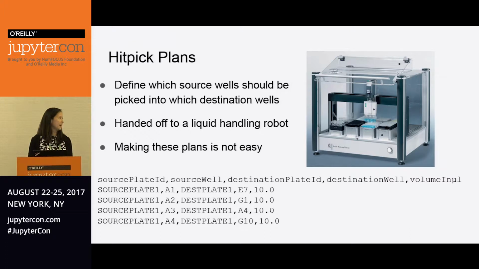So these hit pick plans are pretty straightforward. At the bottom of this slide, you can see an example of, okay, here's my source plate ID, my source well, my destination plate ID, and my destination well, and then the amount of volume that I'm going to pipette. This volume is really important because the robot and the pipette tips that you use determine how much volume you can draw up and release. And so we want to make sure to tell the robot how much volume you should use.